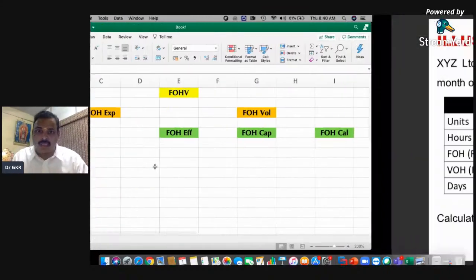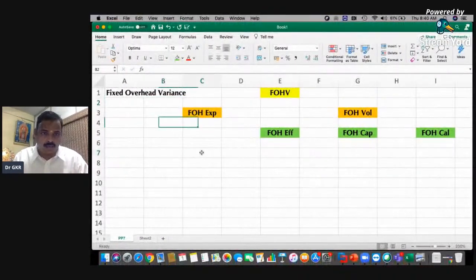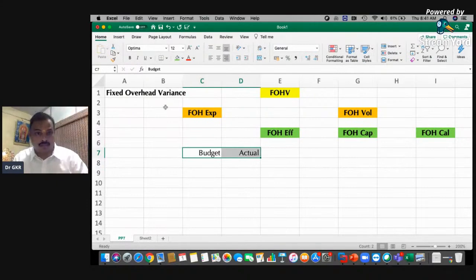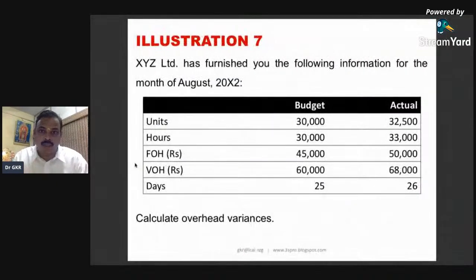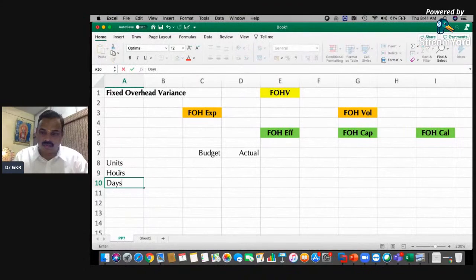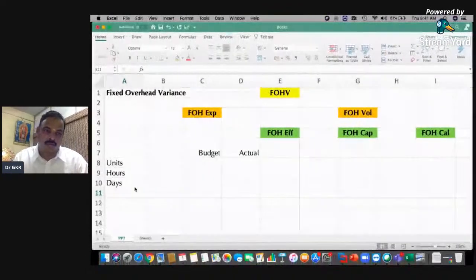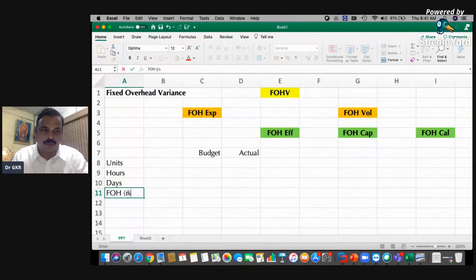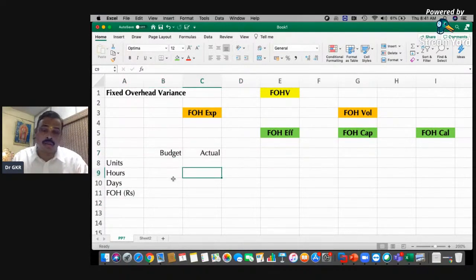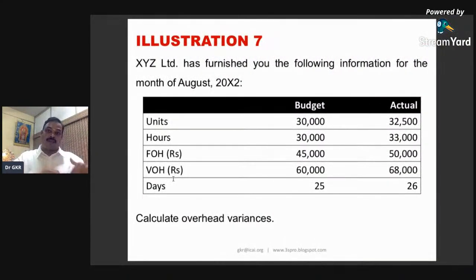Now, in this question, they have given units, guys. So this is budget and this is actual. First, let me explain this. You have units, then the hours, then the days, then the fixed overhead in rupees. This is your budget and actual. Variable overhead, I will do as a separate question.